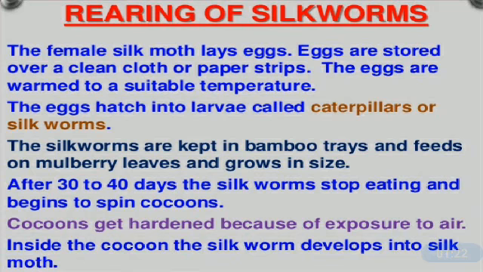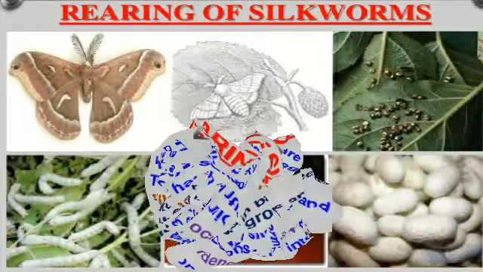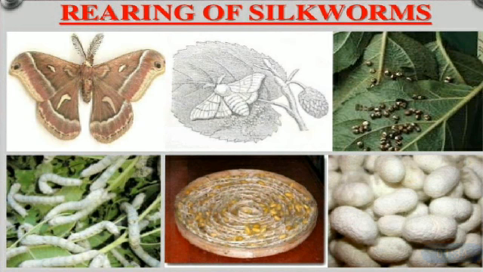Cocoons get hardened because of exposure to air. Inside the cocoon, the silkworm develops into a silk moth. This is the complete representation of rearing of silkworms.